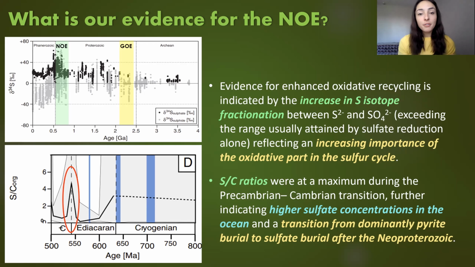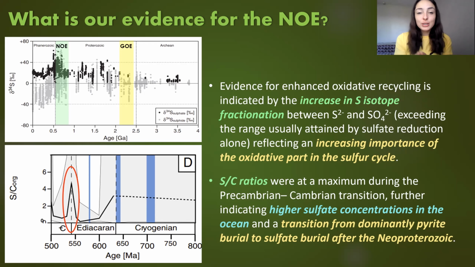And if you are not familiar with how sulfur isotopes fractionate and what their patterns mean, then feel free to check out my sulfur isotope video, which I will put right here for you. But the gist of this graph is showing an increase in the sulfur fractionation between sulfide and sulfate, so basically the difference between the gray dots and the black dots is becoming greater with increased time throughout the geologic timescale. That is reflecting an increased importance of the oxidative part of the sulfur cycle.